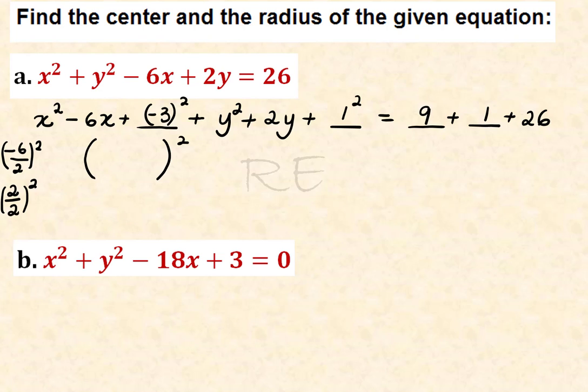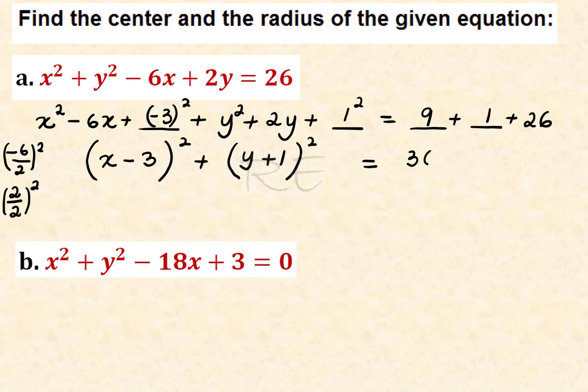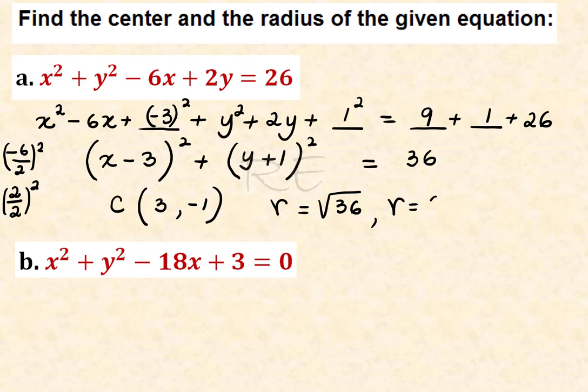So we make the first bubble for the first perfect square, second bubble for the second perfect square. And 9 plus 1, 10, plus 26, 36. The center, we have to change the sign. Minus negative 3, positive 3, minus 1. The radius is the square root of 36, which is 6.